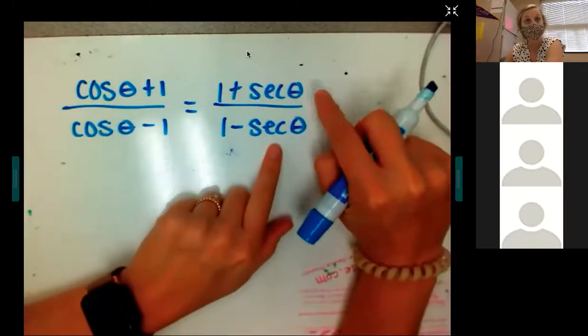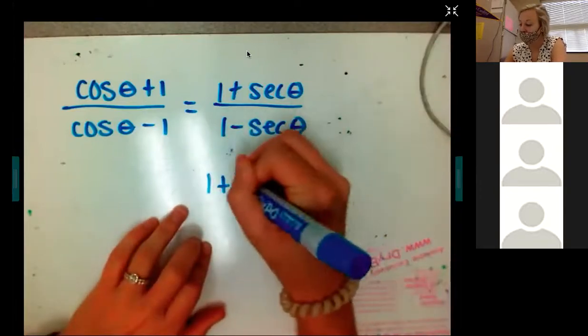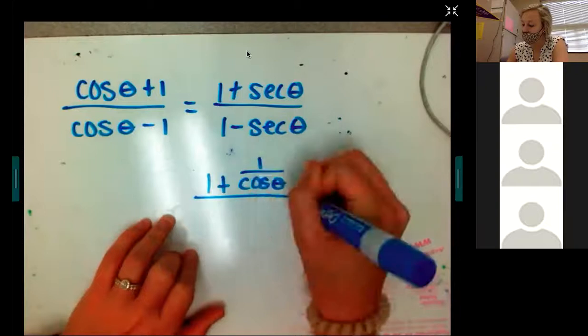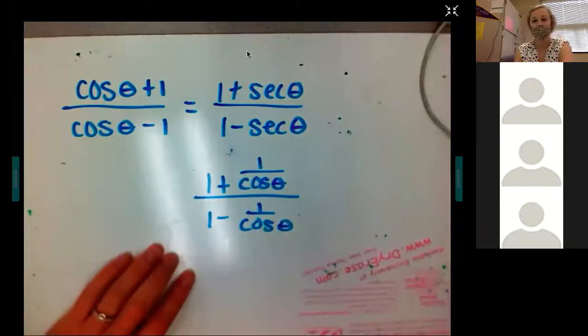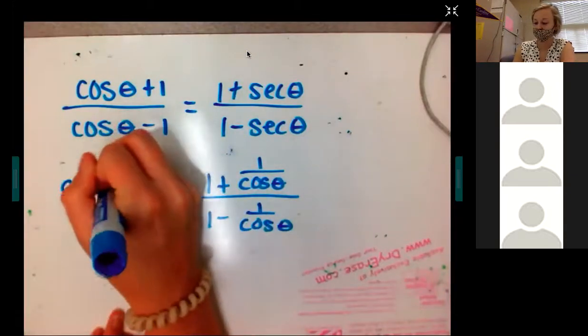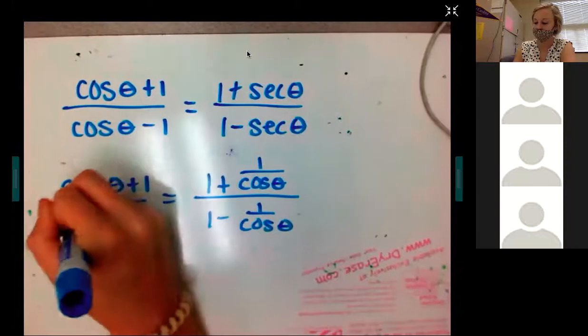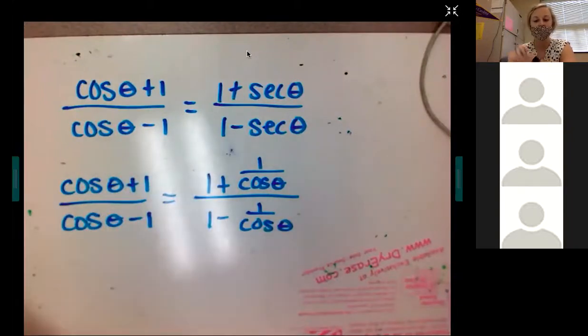I rewrote the right side. So what I did was I rewrote secant as 1 over cosine in the numerator and the denominator. And then we're leaving this side as is. Questions about the first step? I hope we're checking.